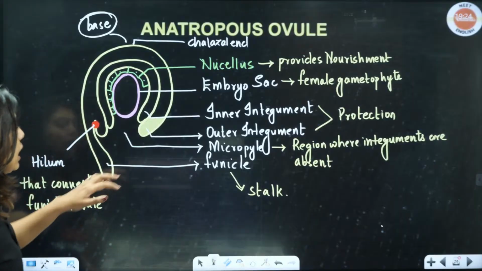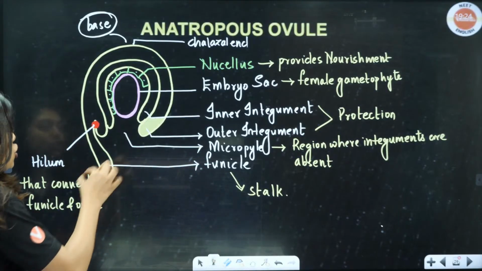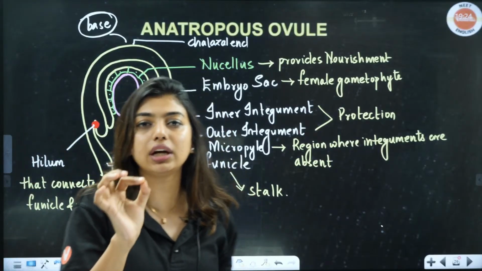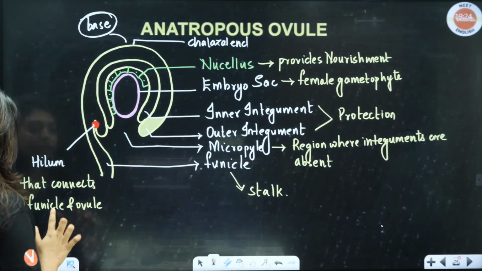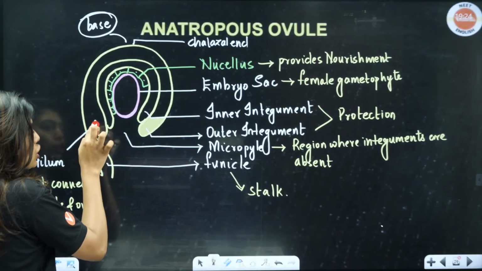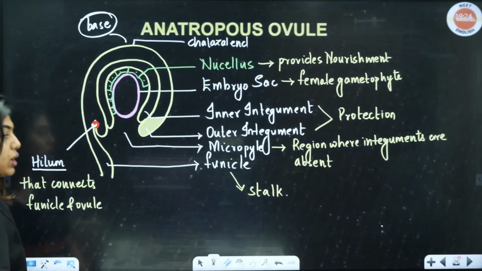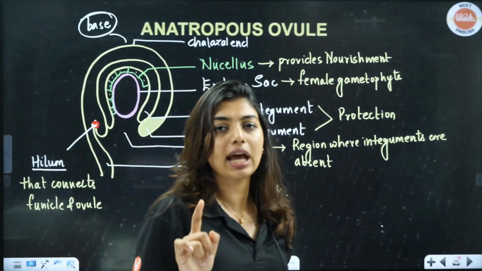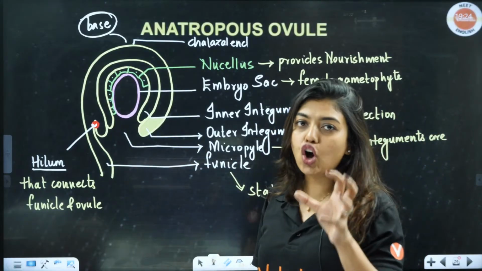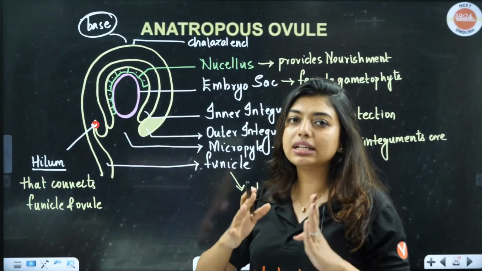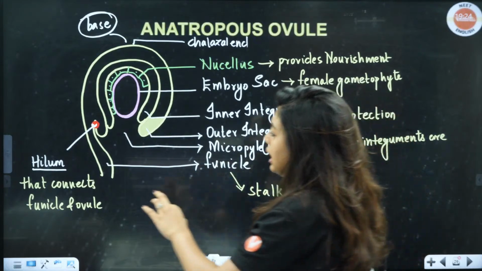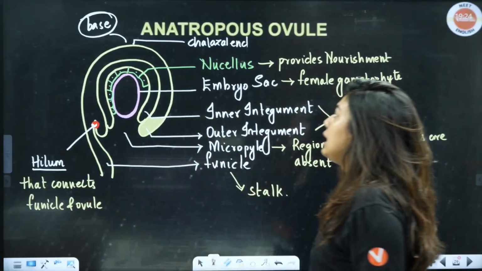So micropyle. Now this stalk-like structure which is holding the entire ovule together is called the funicle. Funicle is attached to the ovule at a portion called the hilum. Kidney-shaped hilum is there, don't get confused. So the hilum connects the funicle and the ovule.